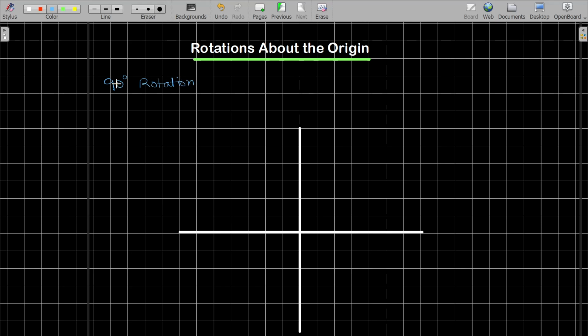When you rotate a point 90 degrees around the origin, keep in mind that now we are studying rotations about the origin. So when we rotate a point 90 degrees around the origin, the x coordinate becomes the y coordinate, and the y coordinate changes its sign and becomes the x coordinate. Let me write all of that information down. So I said that the x coordinate becomes the y coordinate.